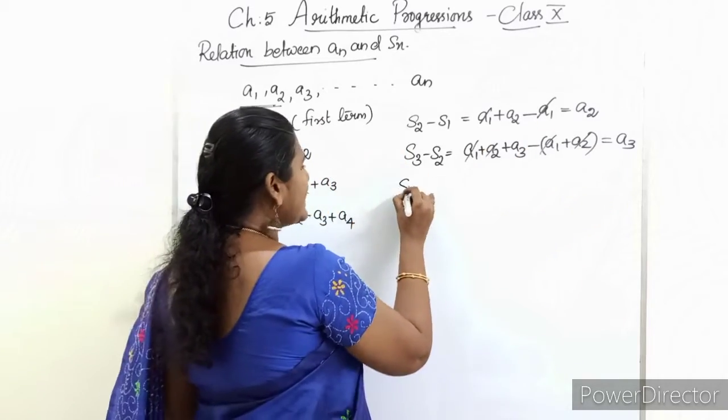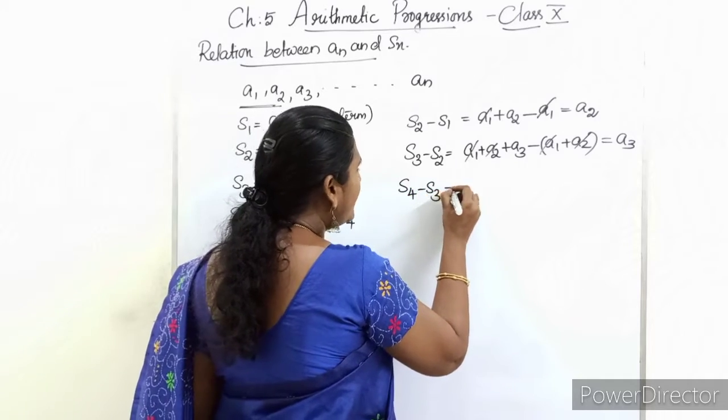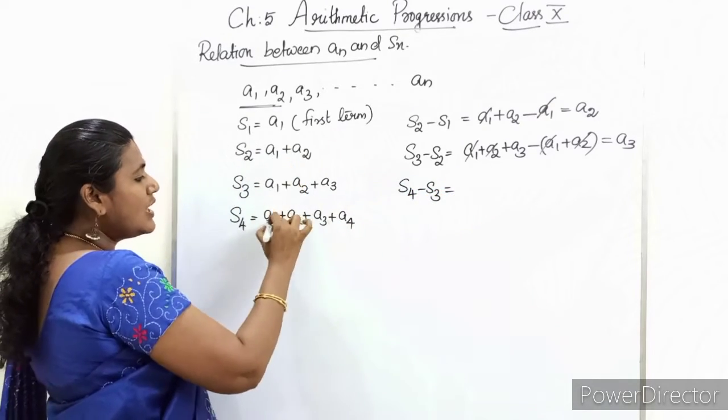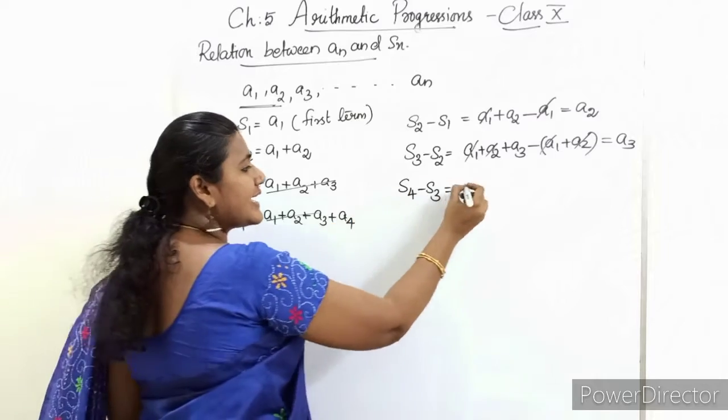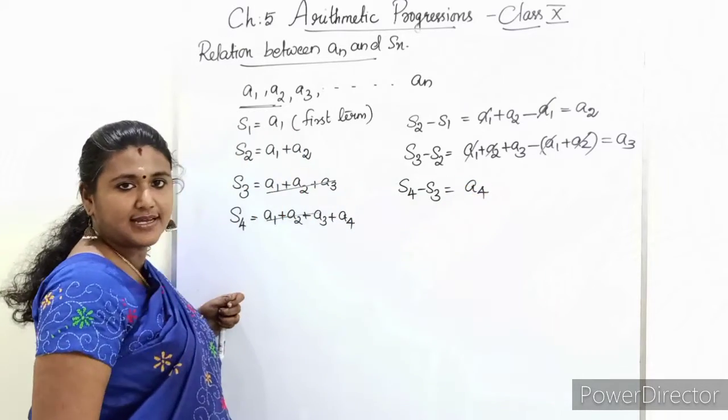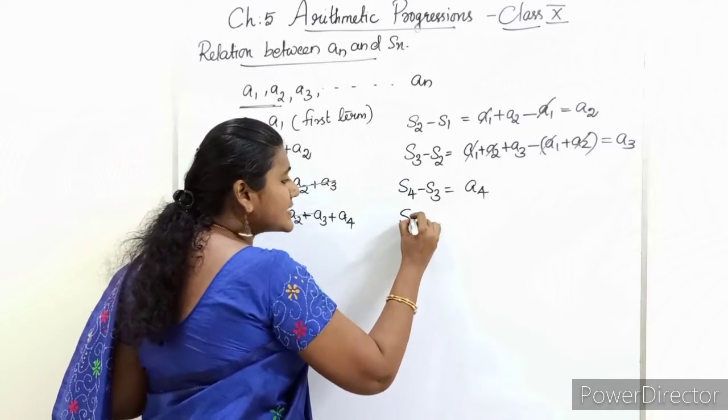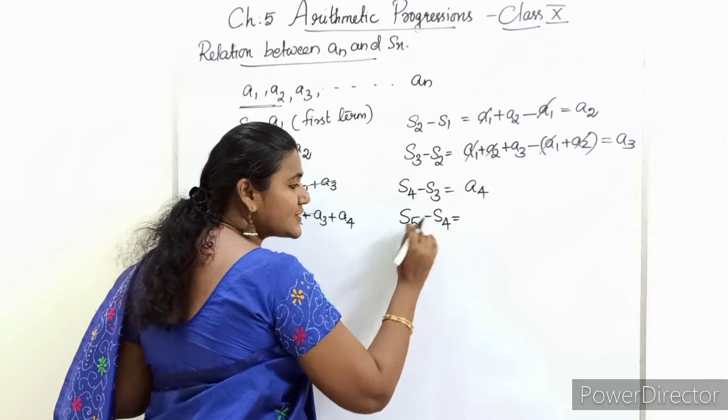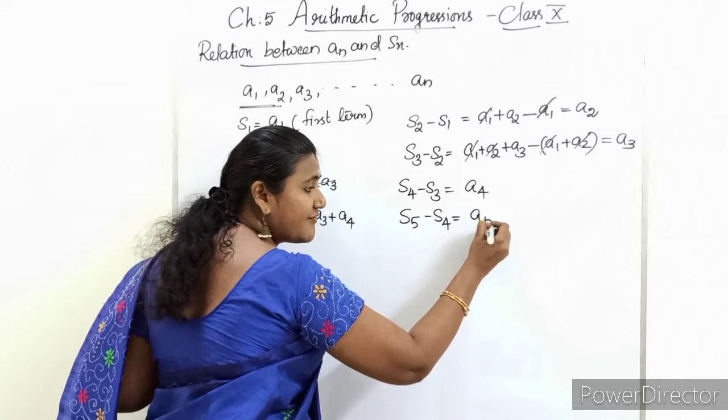Now we will find out S4 minus S3. If you take the difference between these two, these three terms will get cancelled and you will get a4 as the answer. So can you tell me what will be S5 minus S4 then? S5 minus S4 is a5.